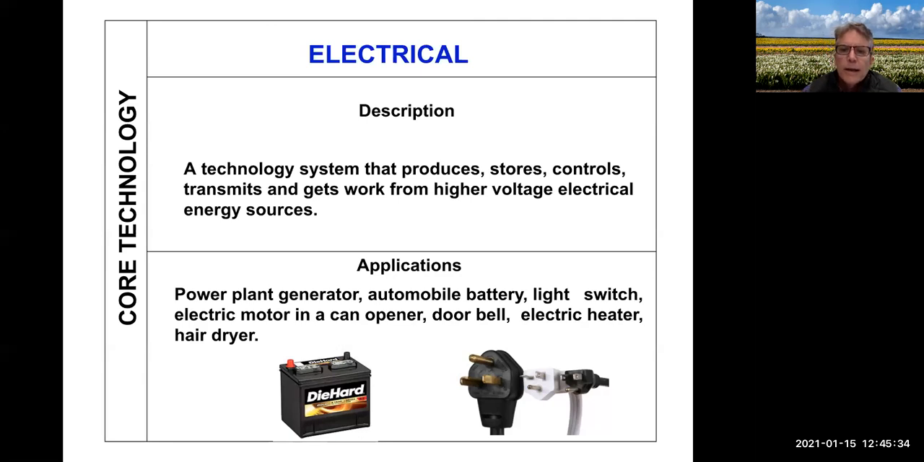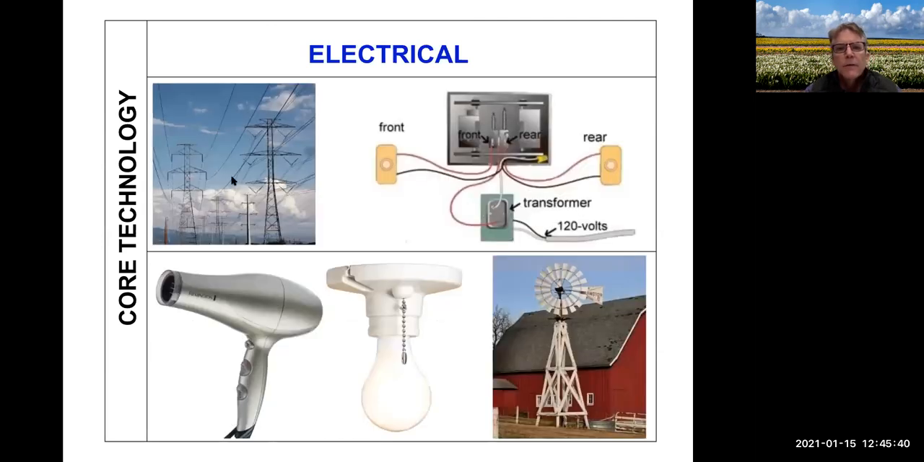Electric motor in a can opener, a doorbell, an electric heater, a hair dryer. Let's look at some of these. So big transmission lines, electrical. The wiring in your house, electrical. Your doorbell, front and rear, electrical. Transformers, electrical.